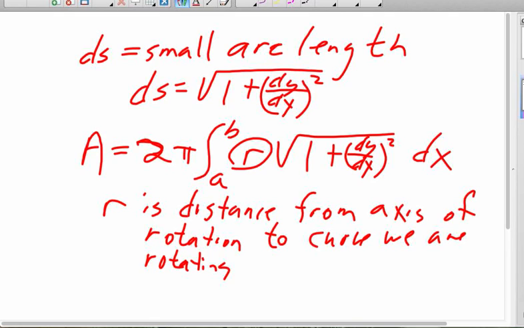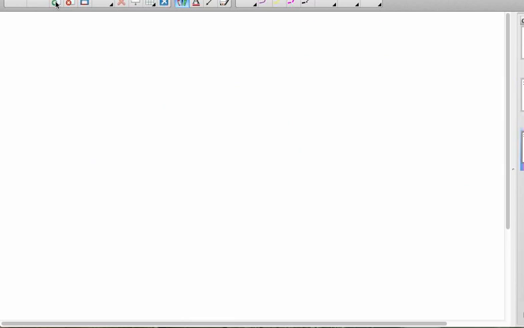Well, this doesn't sound too bad, and it's not. Again, like arc length, the calculus itself is relatively straightforward. It's the algebra that can get to be kind of a pain. And this works no matter what we're rotating it about. We'll come back and illustrate that.